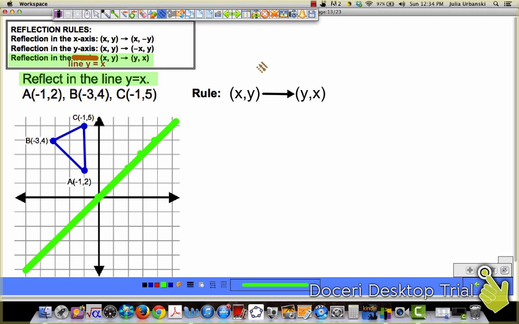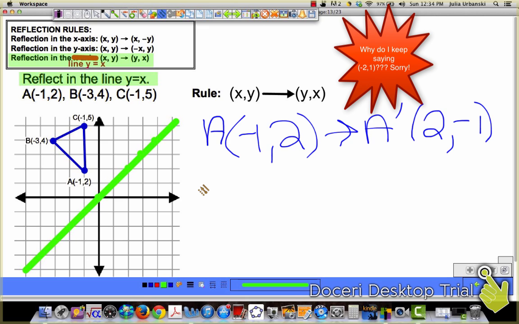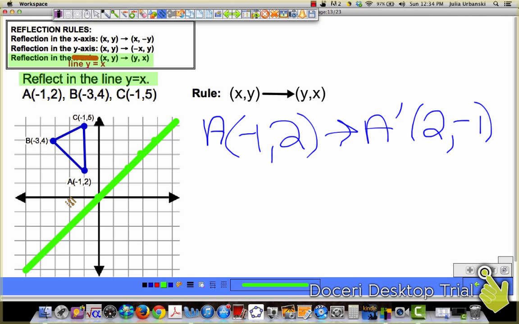So my A started out as -1, 2, and following the rule, A prime becomes, you just flip it around, yx. So my y goes to the front now, and my x goes to the back, -2, 1. Then I have the point B. Well, I'm going to go ahead and graph that. -2, 1. When you go to graph it, I'm sorry, +2, -1, it goes right here.